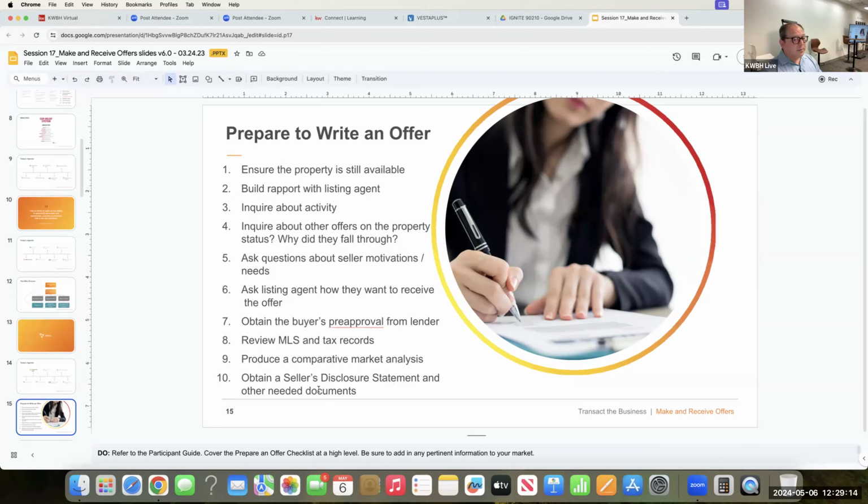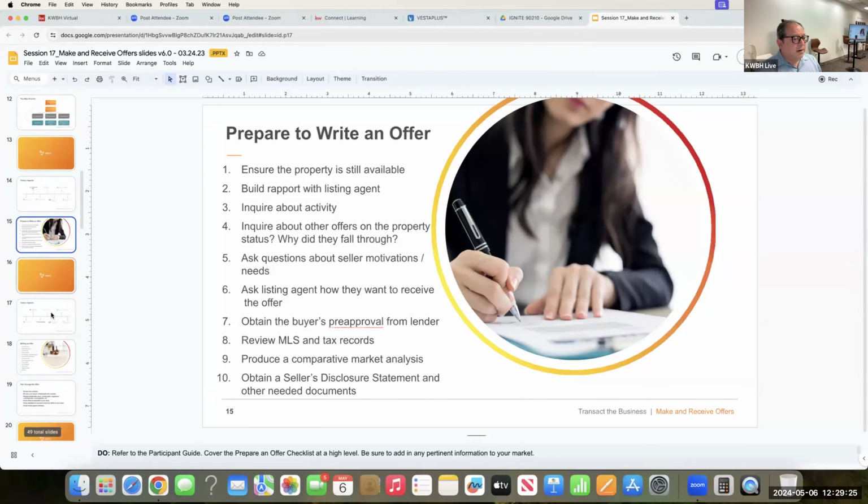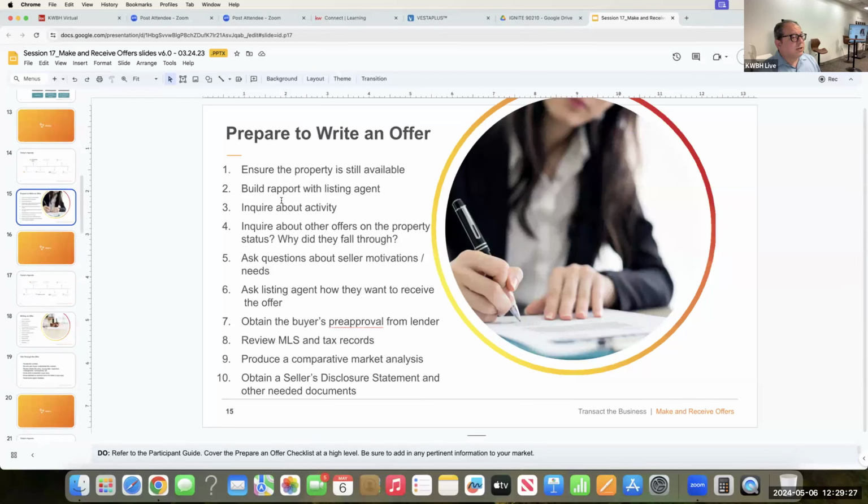Obtain a seller's disclosure statement and other needed documents. Sometimes your seller will have disclosures in advance. Sometimes not. But when I talk to the listing agent on that initial inquiry, I'm going to be saying to the listing agent, how's the activity? Do you have offers in hand? How should I send my offer? Is there anything I need to know other than what's in the MLS? That's when the disclosures come in. Is there anything I should know that's not in the MLS?